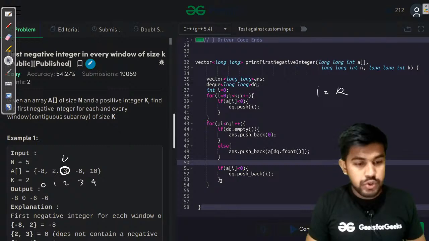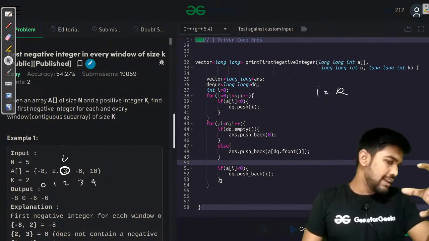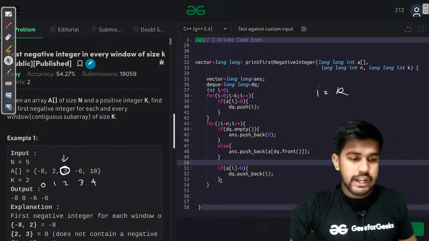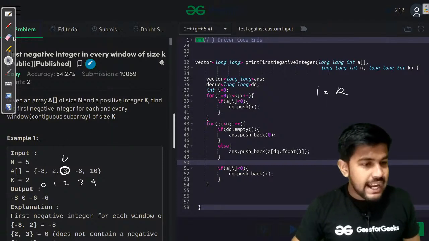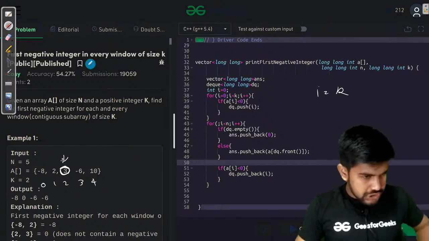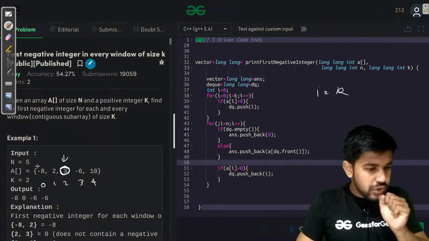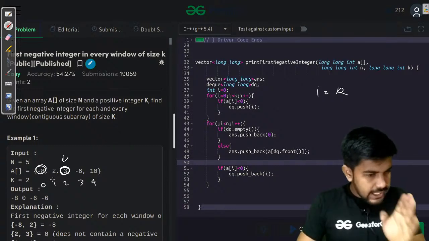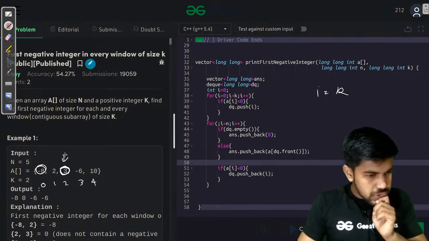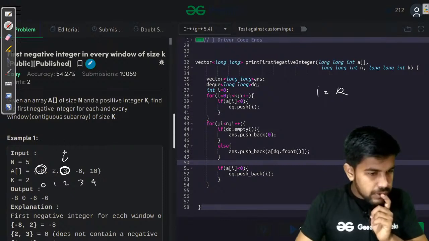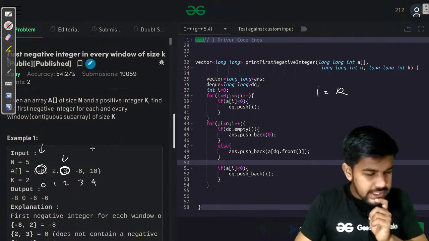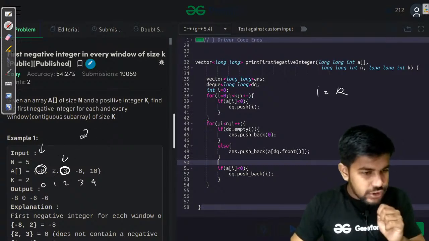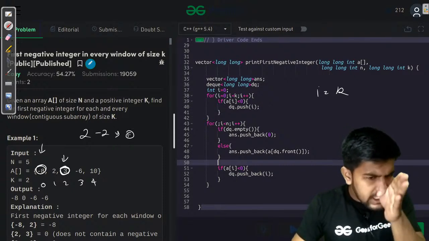Now what I need to do is take out the elements from this side. So now my i is at this position, the position that is marked, and I need to remove this one. What is the index of that? Index of that is less than or equal to i minus k. So if the current index is 2, 2 minus 2 would be 0. So we need to go till it is 2.